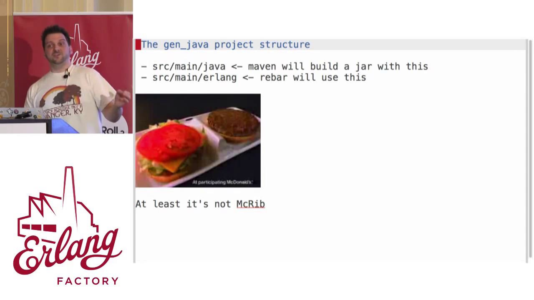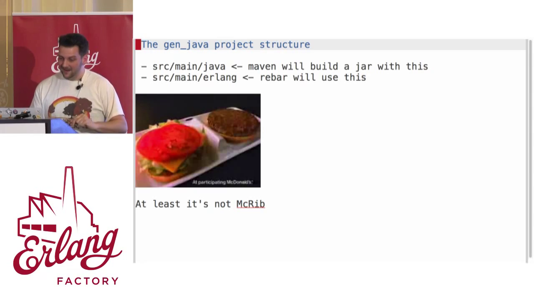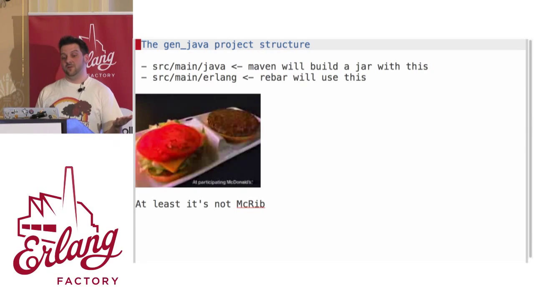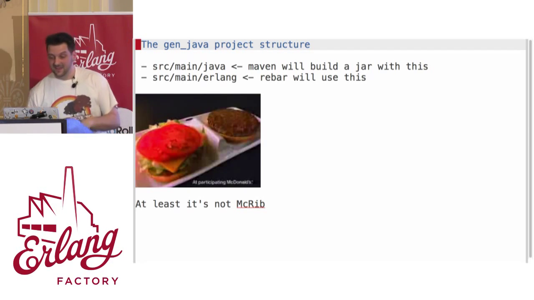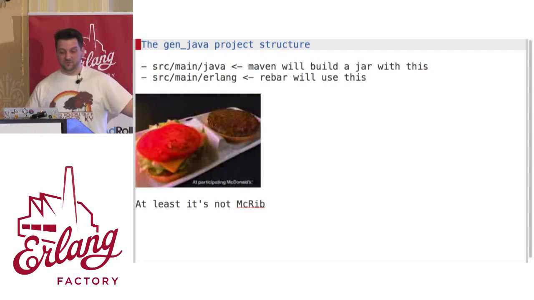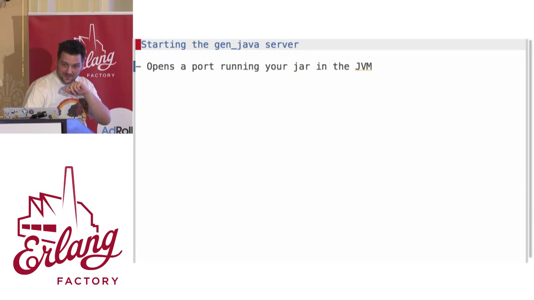Well, let's talk about the Gen Java project for a second. This is on my GitHub. There are links in the talk, obviously. It's got 2 source trees, source main Java and source main Erlang. One builds a jar that goes up to Maven Central, and one has rebar dependencies, so you can pull them both into whatever projects you use.